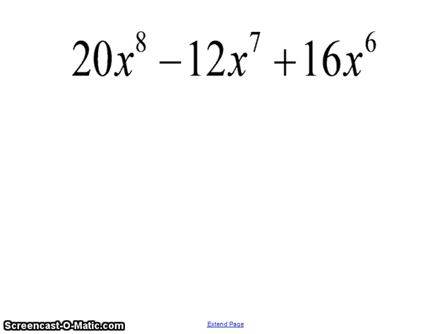What's the GCF? Does anybody know? 4. What else? X to the 6th. Good. There's an x in each term. The smallest exponent is 6. So we've got 4x to the 6th. Would you finish that problem?